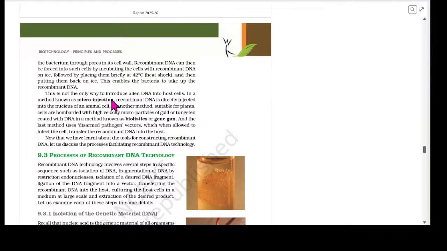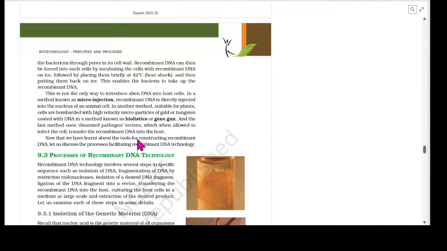In a method known as microinjection, recombinant DNA is directly injected into the nucleus of an animal cell. In another method suitable for plant cells, cells are bombarded with high velocity microparticles of gold or tungsten coated with DNA, in a method known as biolistics or gene gun. And the last method used is disarmed pathogen vectors, which, when allowed to infect the cell, transfer only the recombinant DNA into the host.